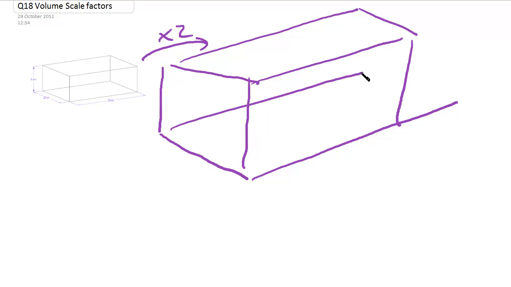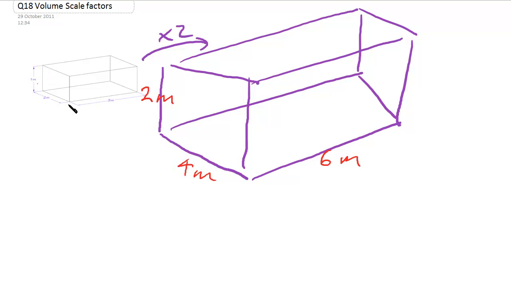Okay, here we go, we've got this shape. So now the height is 2 meters here instead of 1 meter there. It's 4 meters wide. It was 3 meters long, so it's now going to be 6 meters long.